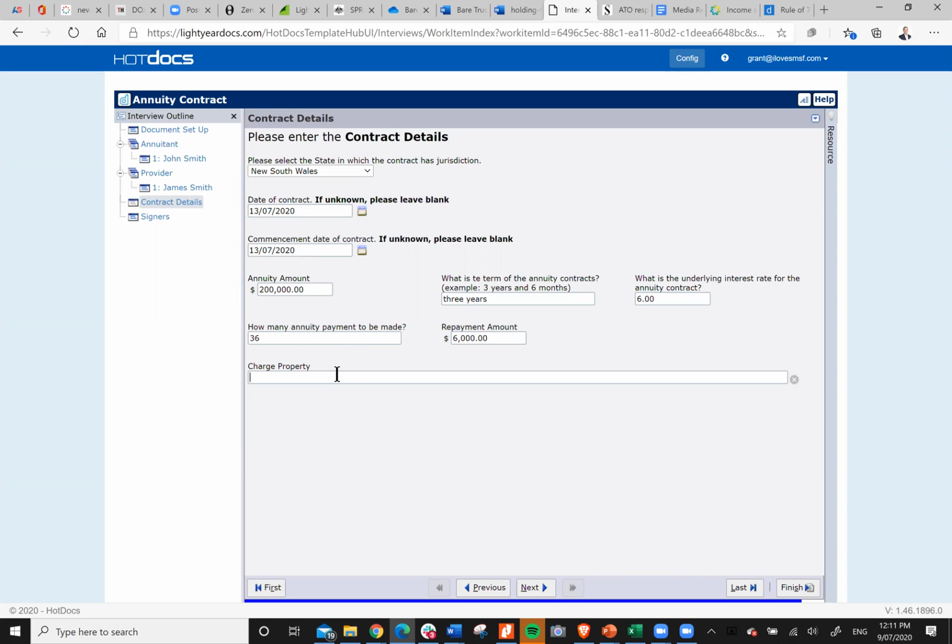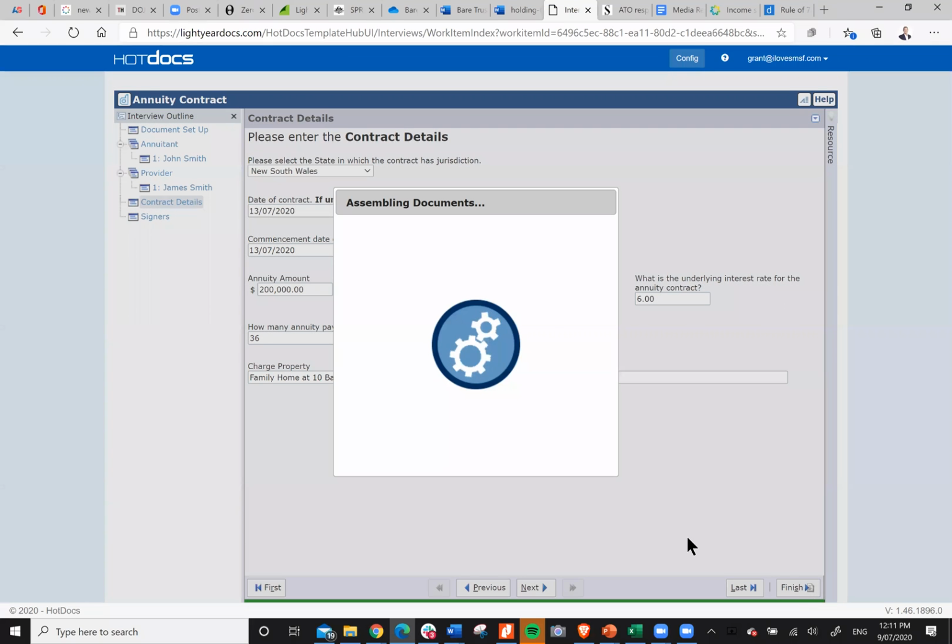the family home at 10 Bayswater Drive, Waters, Queensland, 4564. So, and that's it. So you don't really need to do much more than that. The grant is actually doing the determination of the annuity.